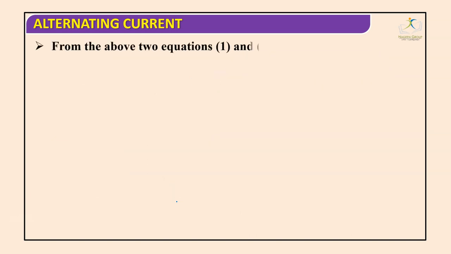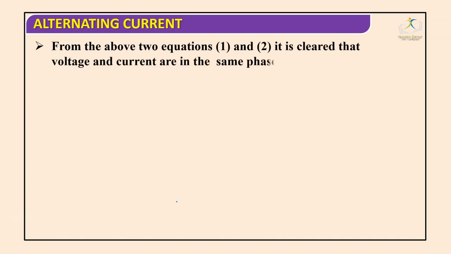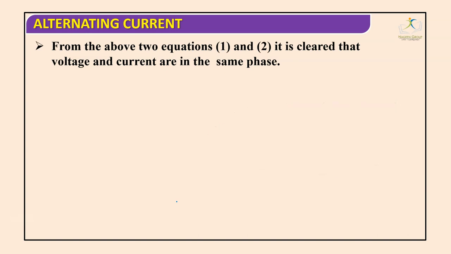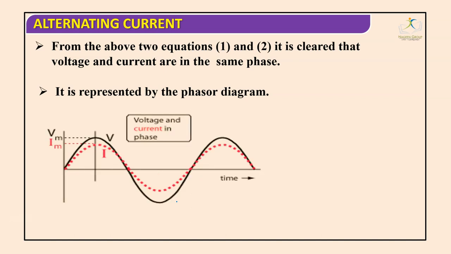Now from equations 1 and 2, it is clear that voltage and current are in the same phase. So the phase difference between the voltage and current is 0. It is represented by the phasor diagram, as you can see over there. They are in the same phase, as you can see here. That's why it is called the phasor diagram for a resistance only.